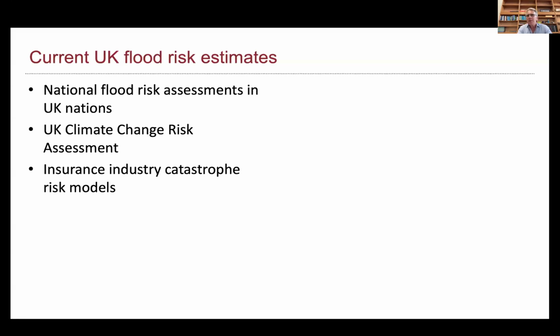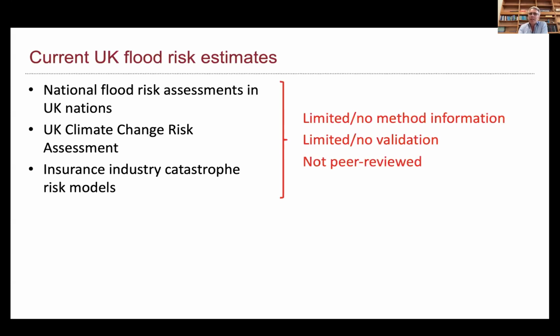Let's have a look, just to finish off the seminar, at how those might work. There are a number of ways that we've made these risk estimates in the UK. We've got some national flood risk assessments, which our environment agencies have done. We've got a UK-wide climate change risk assessment, which builds off the national flood risk work. And we have some insurance industry catastrophe risk models.